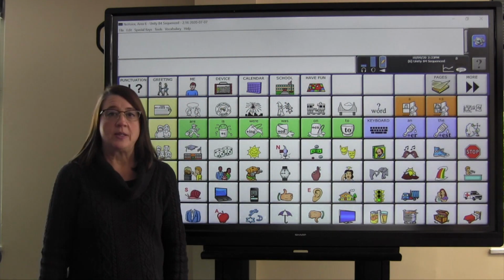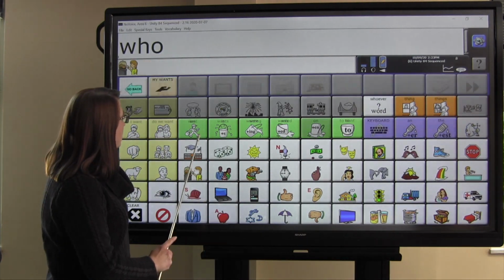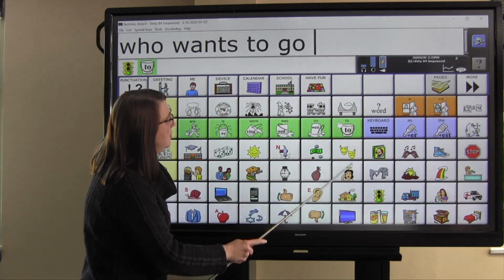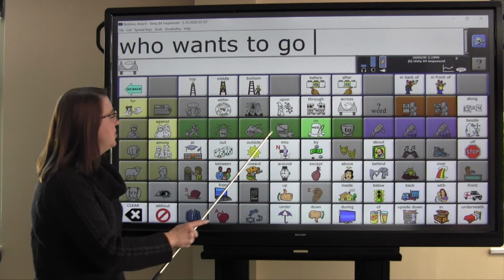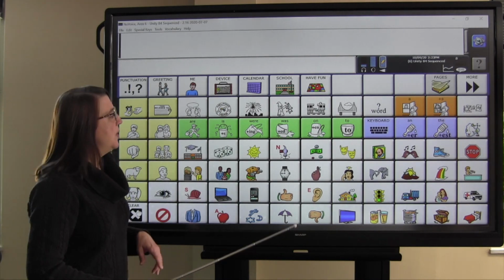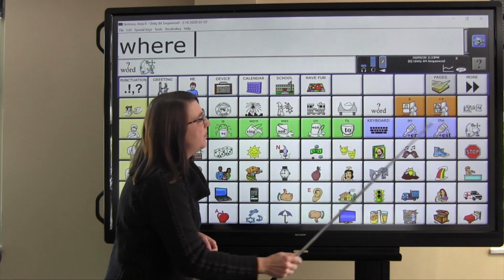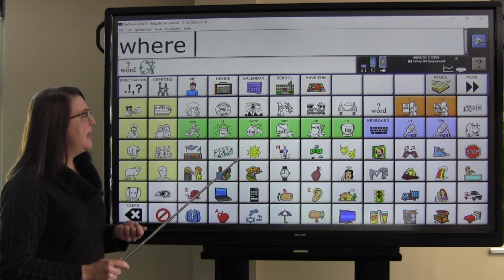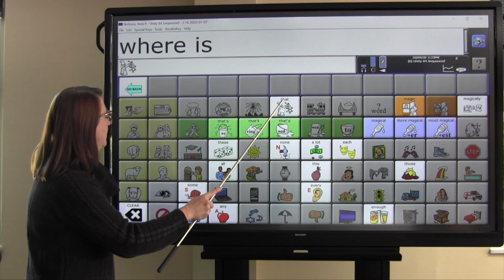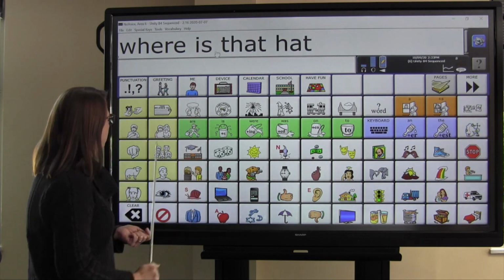Or who wants to go outside? Who wants to go. Outside, remember, is preposition plus the sun. Outside. Who wants to go outside? Let's look at another question word. Let's look at where. A map tells us where things are. Where? Where is that hat? Hat. Where is that hat?